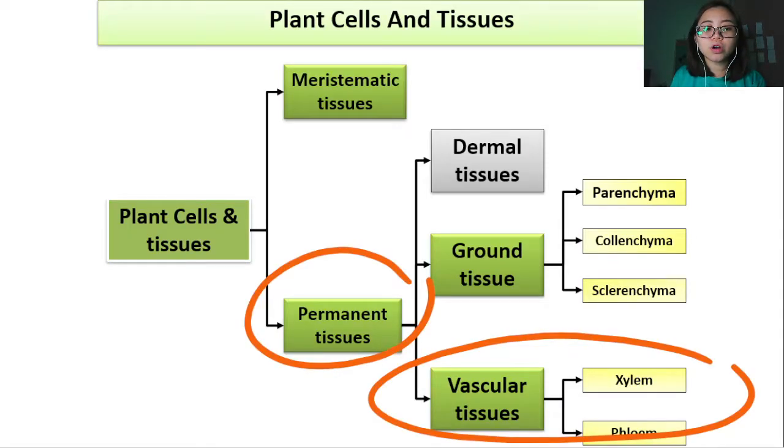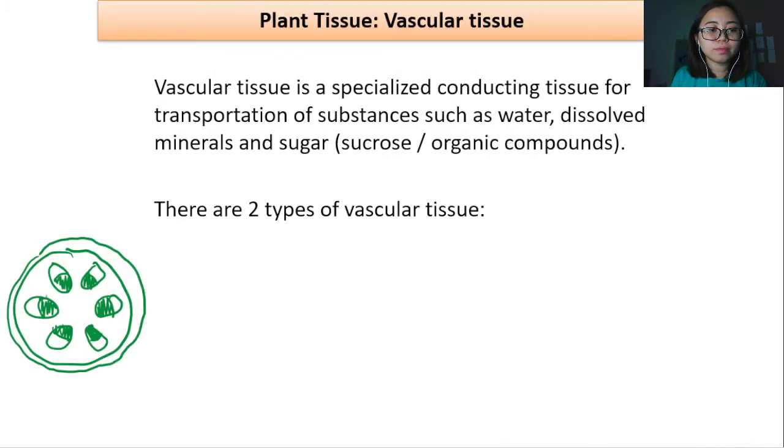We are now going to go into the permanent tissues, focusing on vascular tissue, which is xylem and phloem. So we're going into vascular tissue. A vascular tissue is a specialized conducting tissue for transportation of substances such as water, dissolved minerals, and sugar. So things like sucrose or other organic compounds. Dalam arti kata lain, dia yang tolong memunggah atau angkat-angkat barang di dalam tumbuhan.